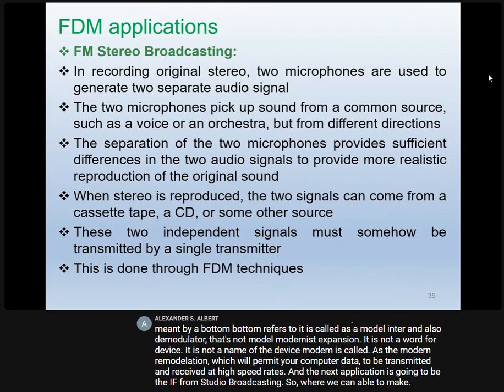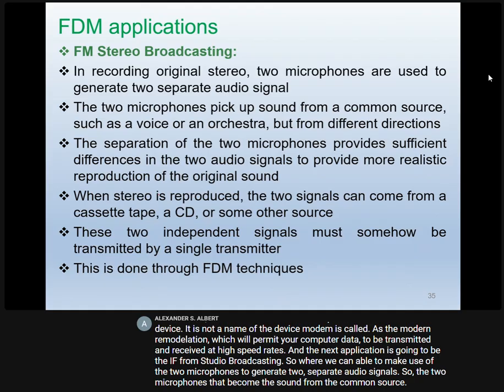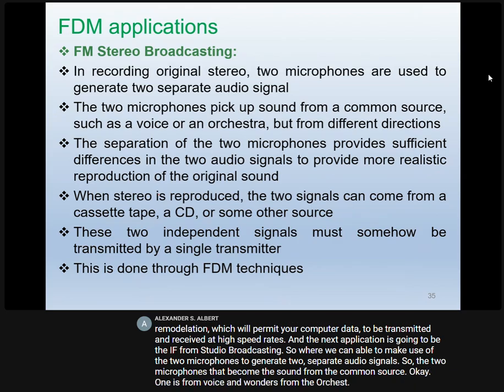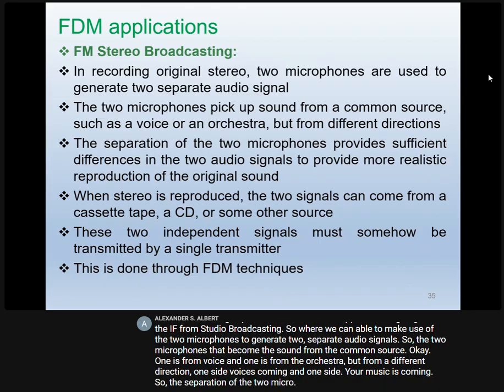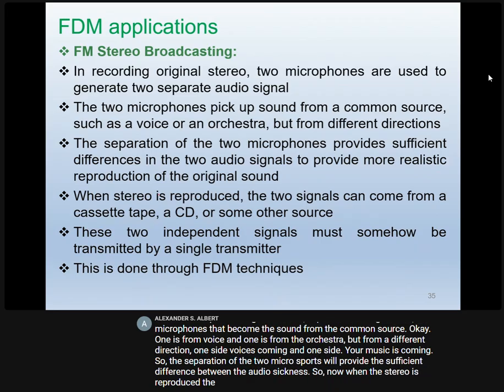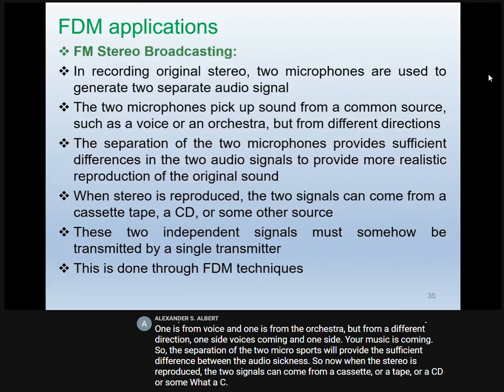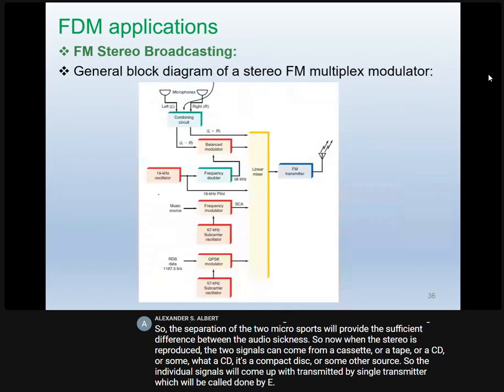Here we make use of two microphones to generate two separate audio signals. The two microphones pick up the sound from a common source, one from the voice and one from the orchestra, but from different directions. One side the voice is coming and one side the music is coming. The separation of the two microphones will provide a sufficient difference between the audio signals. Now when the stereo is reproduced, the two signals can come from a cassette or a tape or a CD, a compact disc, or some other source. The individual signals will be transmitted by a single transmitter, which is done by FDM techniques.